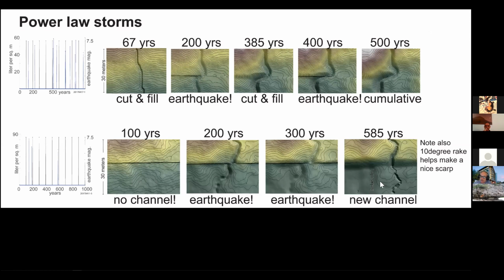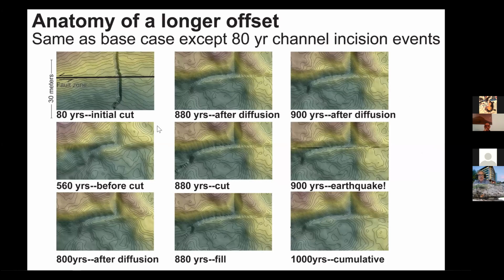This also lets us make things like a beheaded channel here, for example. And here's the anatomy of a longer offset. This would be 1,000 years with an earthquake every 100 years, and then steady diffusion and 80-year storms. So we go through time vertically and then over. And you can see some really interesting features.